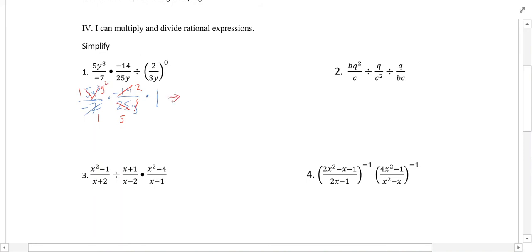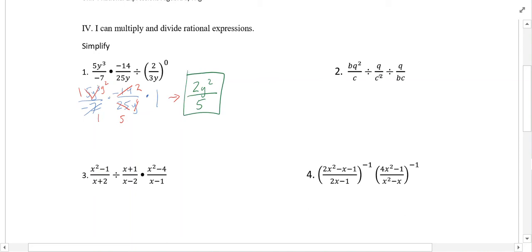So now all I have to do is multiply straight across. So when I multiply straight across here, I get y squared times 2, so that gives me 2y squared. In the denominator, I have 1 times 5, so that gives me 5. So then this is my answer, 2y squared over 5.